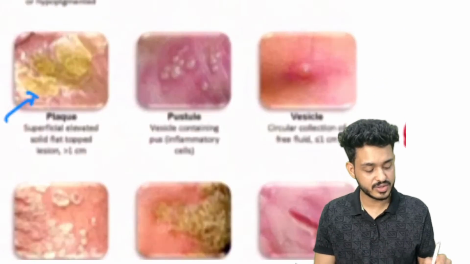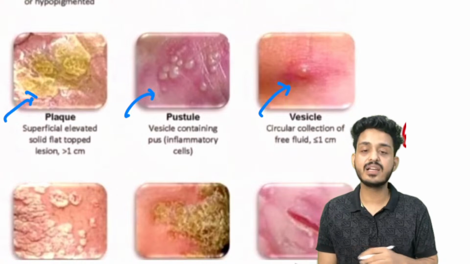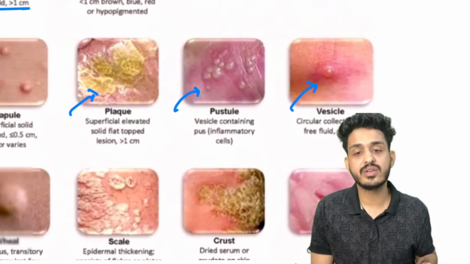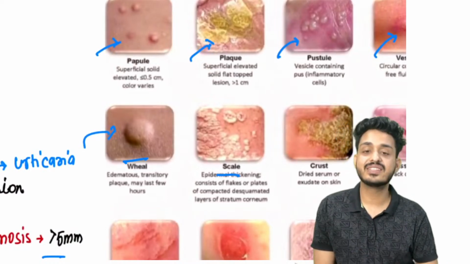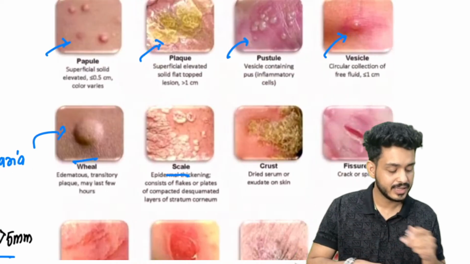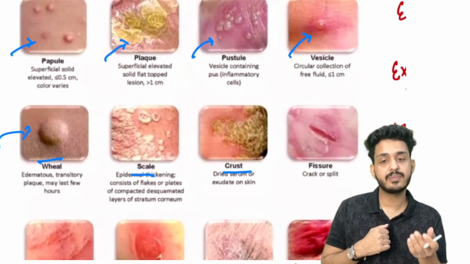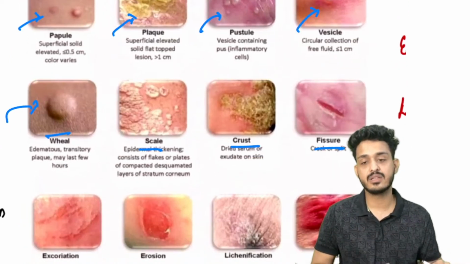These are your pustules. Pus-filled lesions are known as pustules, and this is a vesicle. You will have clear fluid. This is a wheal you are identifying. And this is your scaling. Scaling is a feature you will find in psoriasis, silver white scale. This is your crust. Crust is dried up exudate. What is a fissure? There will be a crack or split.